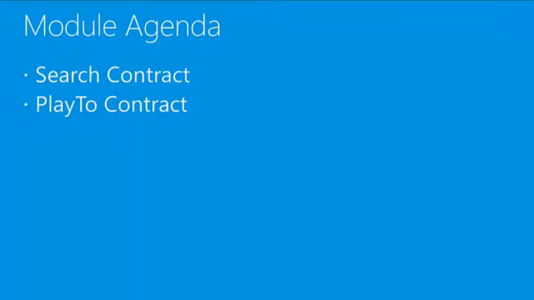Let me start by talking about the search contract. The search contract is one of those contracts you do have to sign up for. You have to go into your app manifest and get permission for it. You have to declare it, just like the Play To contract, which we're about to demo after search. Search is pretty handy if your app has data. Let's start with what search doesn't do.